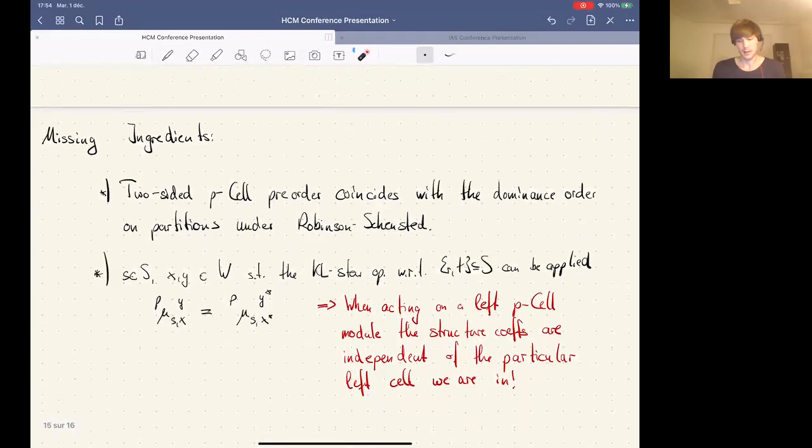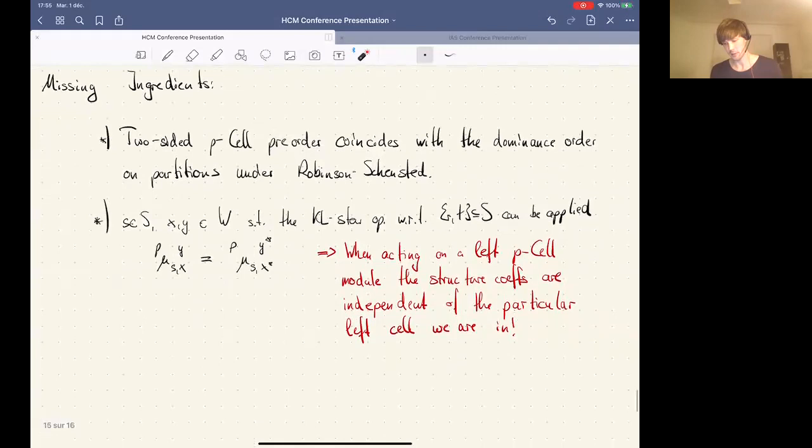Now I want to mention, because otherwise it seems completely tautological, that there are still two missing ingredients in order to see the cellularity. The first is that the two-sided p-cell preorder actually coincides with the dominance order on partitions under the Robinson-Schensted correspondence. This is an important ingredient. The second ingredient is that the structure coefficients when one acts on a left p-cell module inside a two-sided cell do not depend on the actual left cell we're in. Here you can formulate this using Kazhdan-Lusztig star operations, but since I'm already over time, I don't want to explain this notation further.